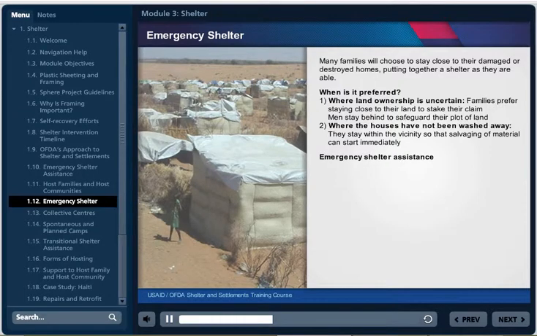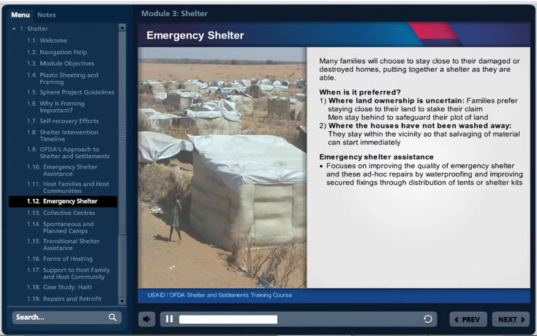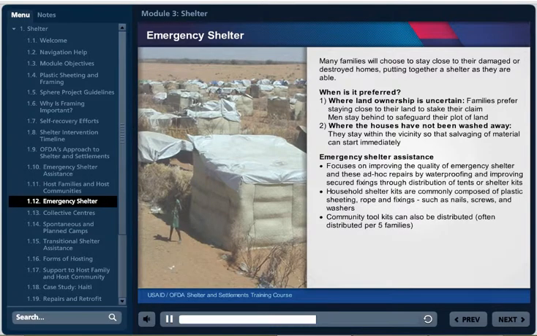Emergency shelter assistance in this situation focuses on improving the quality of emergency shelter and these ad hoc repairs by waterproofing and improving secured fixings through distribution of tents or shelter kits. Household shelter kits are commonly composed of plastic sheeting, rope and fixings such as nails, screws, and washers. Community tool kits can also be distributed where assessments have shown a need. These are often distributed per 5 families so that tools can be shared amongst the families, ensuring a wider coverage and more effective use of resources.